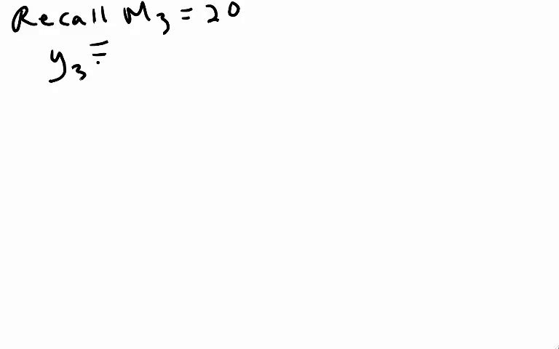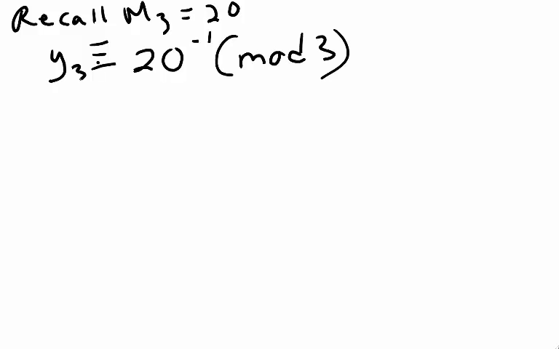Recall that m sub 3 is equal to 20. If we wish to find y sub 3, we begin by saying y sub 3 is congruent to the modular inverse of 20 for mod 3. There are a couple of ways to find inverses. We're going to use the naive method, which is sort of a trial and error method.